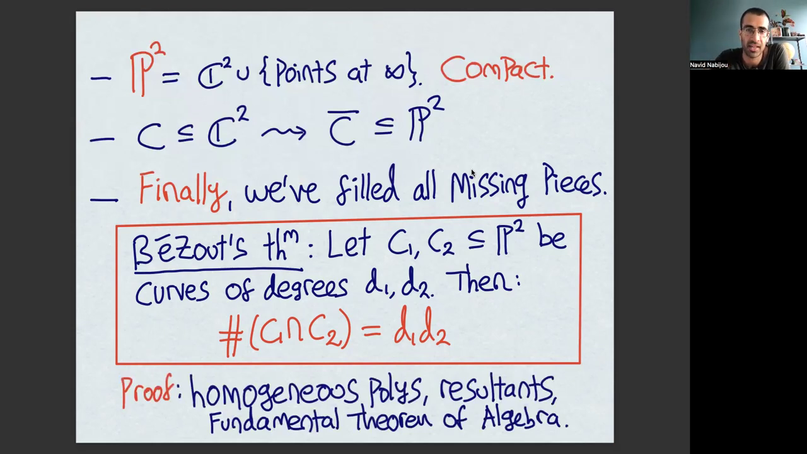One proof of this, maybe the classical proof, uses a lot of interesting algebra of polynomials, so homogeneous polynomials, resultants, things like that. But we'll see another proof, or at least the idea for another proof, a bit later on.